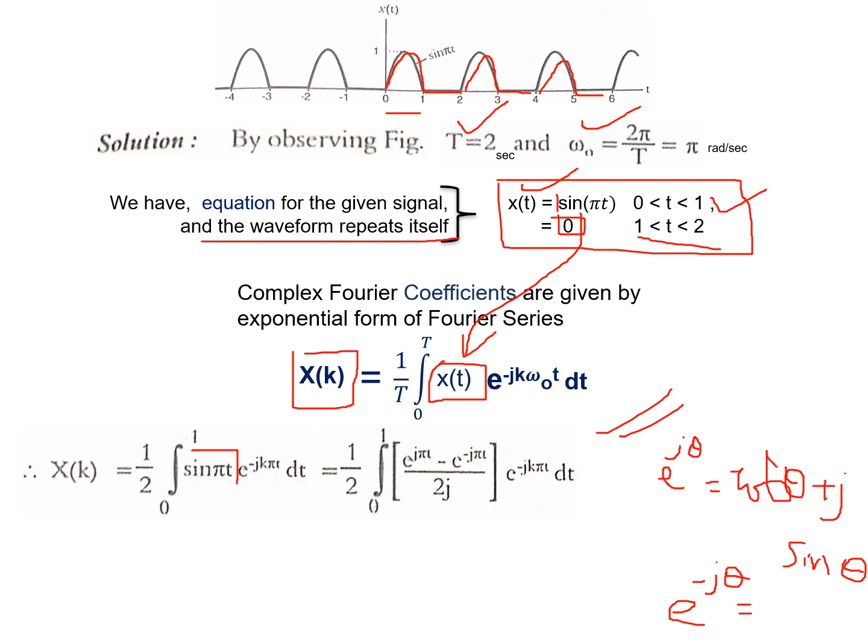Actually, I am replacing sin pi t by this formula. By using Euler's formula, I can always show sin theta is equal to e power of j theta minus e power of minus j theta divided by 2j. In the place of theta, there is pi t. Wherever theta is there, replace it by pi t. Sin pi t is equal to e power of j pi t minus e power of minus j pi t divided by 2j. By Euler's formula, I am making the overall solution simple. Otherwise, it is difficult to integrate. Therefore, I am simplifying using Euler's formula.